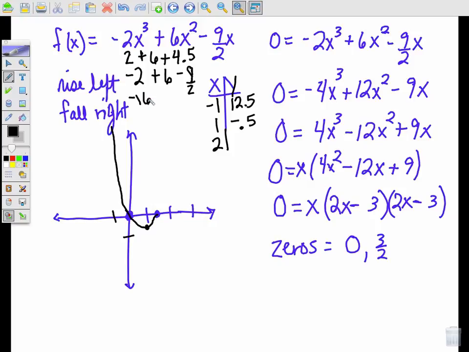-2 times 2 to the third is -16. 6 times 2 squared is 24. And -9/2 times 2 is -9. So basically what we have is 8 minus 9, which is -1. So plotting that point, my graph touches and then goes back down. And then it follows the behavior that we use with the leading coefficient test.